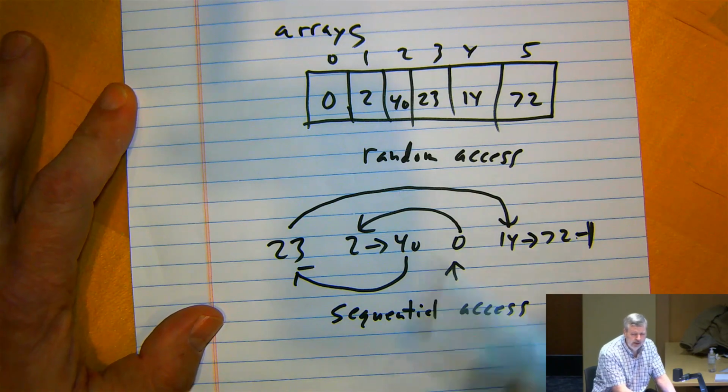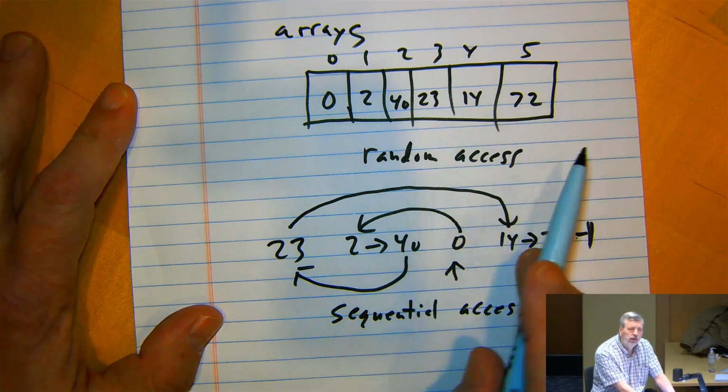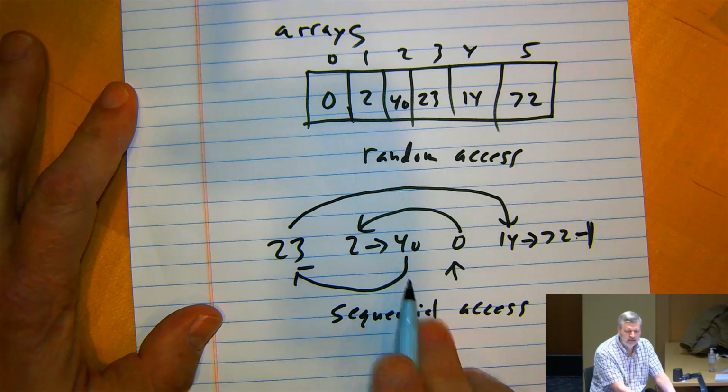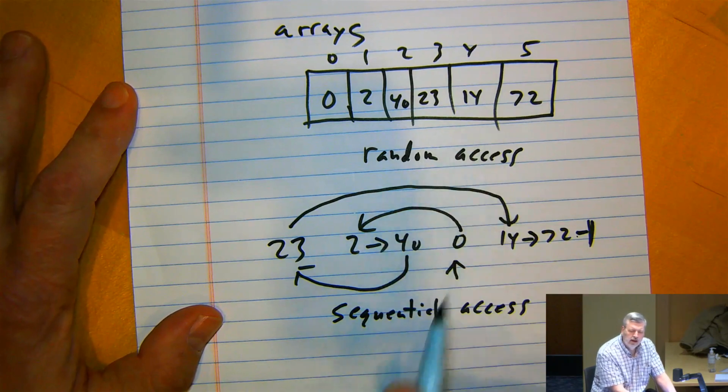So that's not true with the array. With the array, we can jump around very quickly. So sequential access is the slow thing, and that's what we get with linked lists. Random access we get with the arrays.